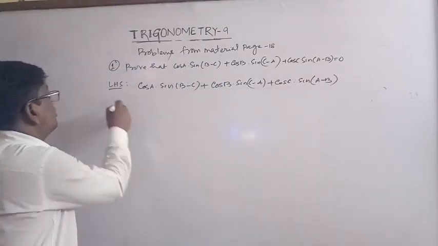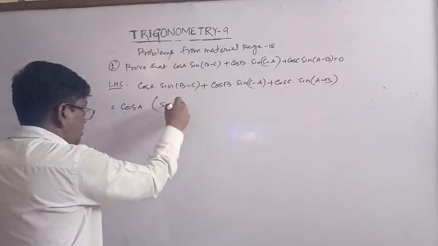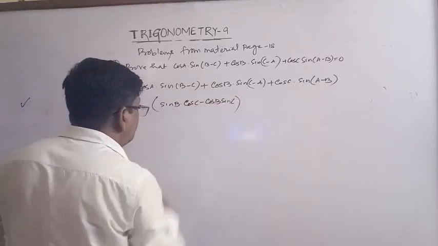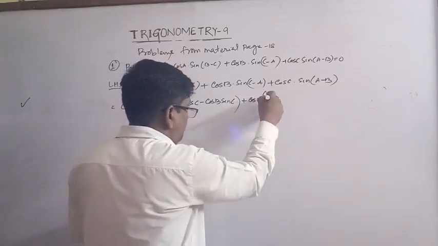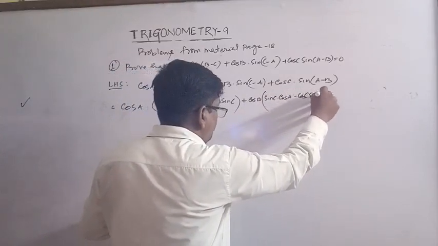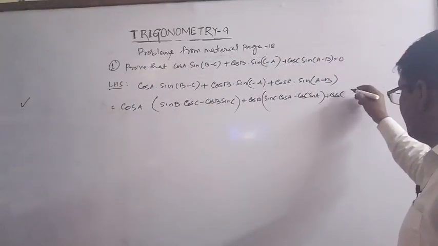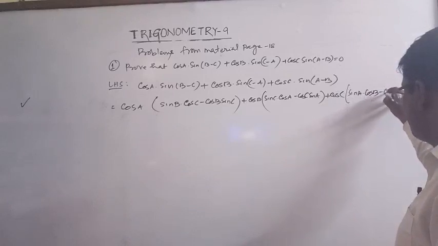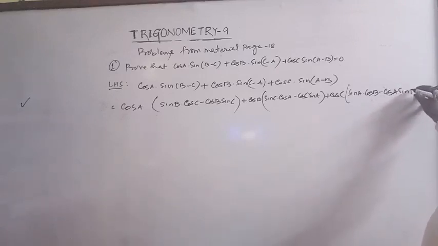This is the left hand side. So apply the formula: cos A into sin(B−C), which is sin B cos C minus cos B sin C. Cos B into sin(C−A), which is sin C cos A minus cos C sin A. Plus cos C into sin(A−B), which is sin A cos B minus cos A sin B.